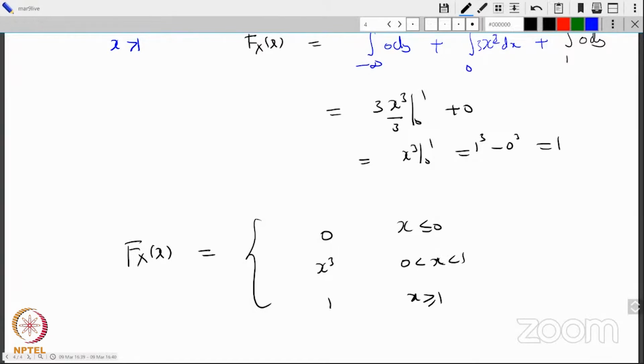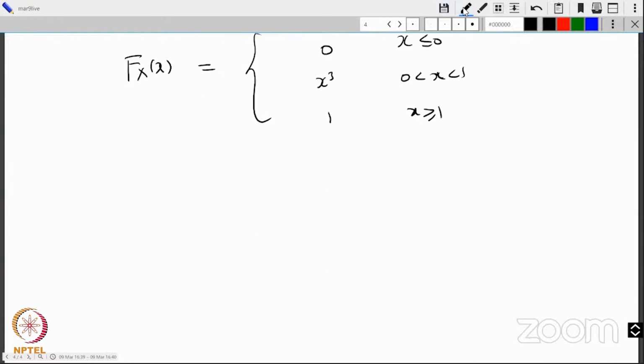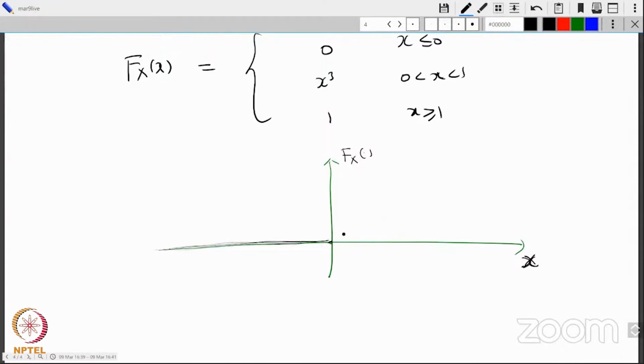So now let's just try and graph the distribution function. How does it look like? You take this function, you put F sub X here, and then you have little x on this side. So the function starts at 0, it stays 0 until 0. At 0, it climbs up like x cubed, so it reaches the value 1. And then at 1, it stays at 1. So that's how the function looks like.